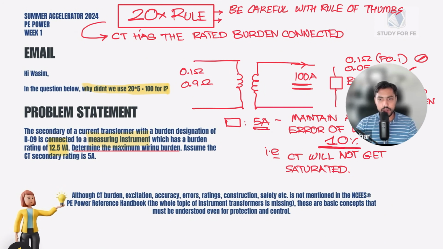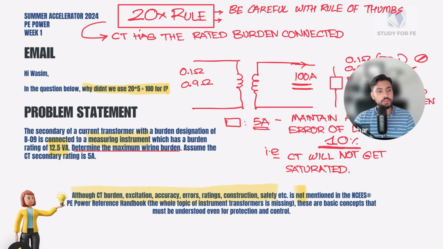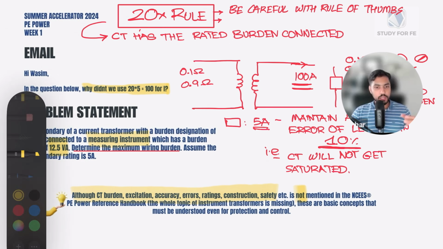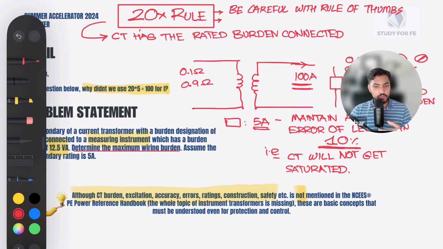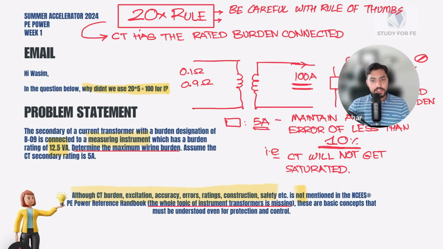Another comment I want to make, which I did mention initially, is that CT burden, excitation, accuracy, errors, rating, construction, safety, and so on are not mentioned in the NCEES Power Reference Handbook. In fact, the entire topic related to instrument transformers is missing, right? And in some ways, these concepts are actually going to make even more impact when we get to protection and control, because we're going to be deploying the CTs for our relays.